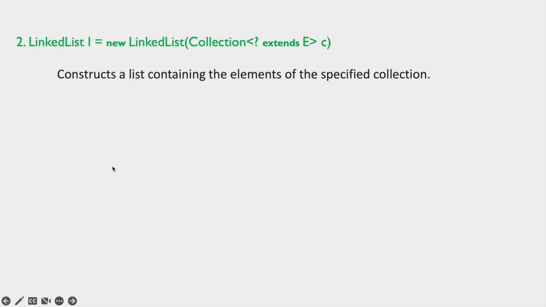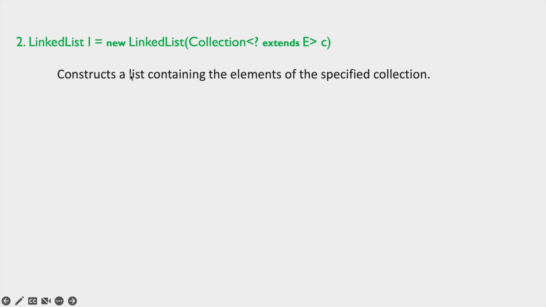The second constructor for this is LinkedList l = new LinkedList(collection object). This constructor is used to construct a list containing all the elements of the specified collection. So if you want to create an equivalent LinkedList for a collection object like an ArrayList, we can use this constructor.